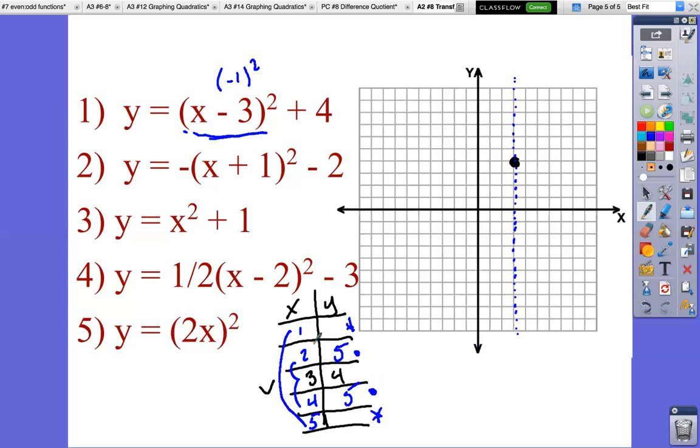So here, I can either plug in 1 or 5. Let's go ahead and plug in 5. What is 5 minus 3? 2. And 2 squared is? 4. And 4 plus 4 is 8.